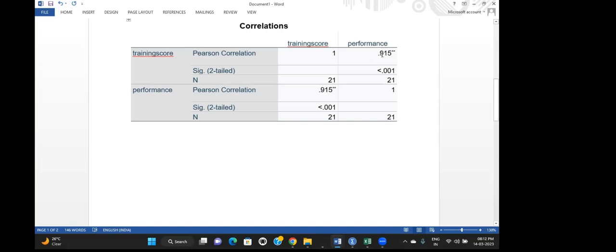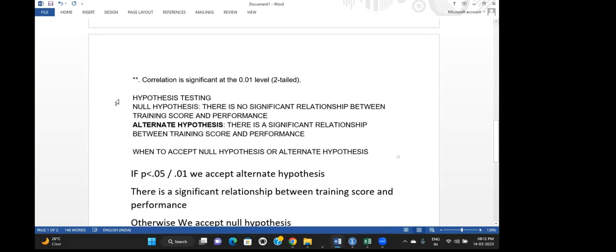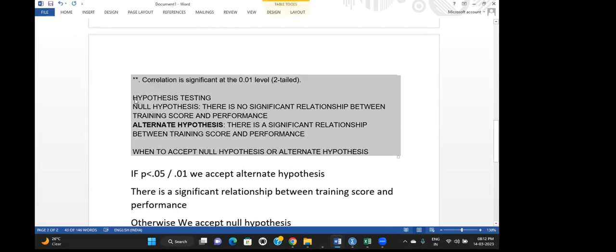Now we want to find out whether there is a significant relationship between training score and performance or not. In that case, we use the concept of hypothesis testing. There are two hypotheses: null hypothesis and alternate. In the null hypothesis, we always say there is no significant relationship between training score and performance. The alternate is the opposite: there is a significant relationship between training score and performance.